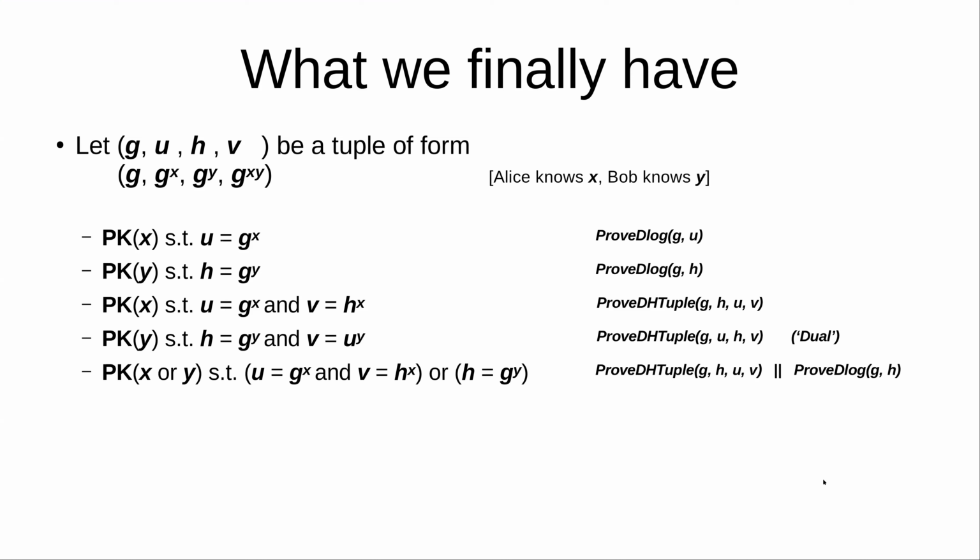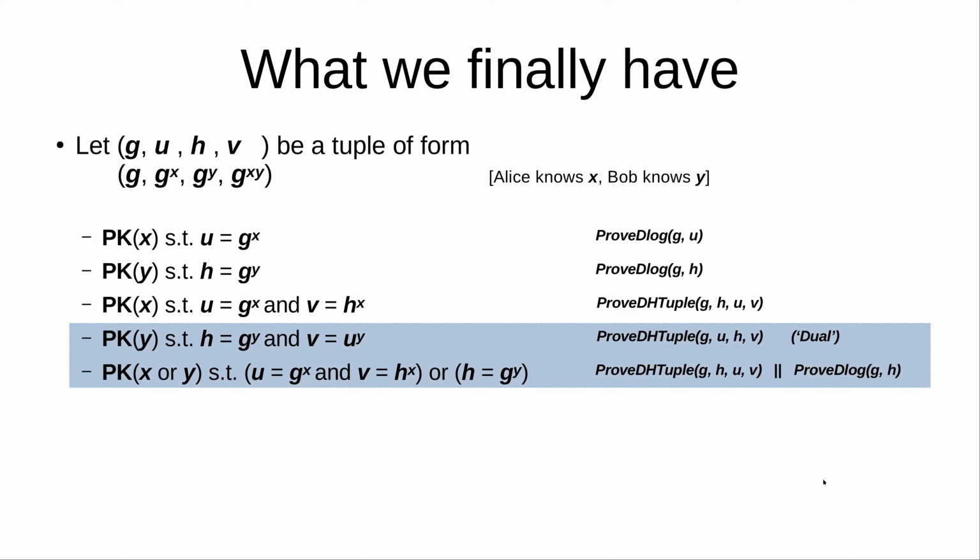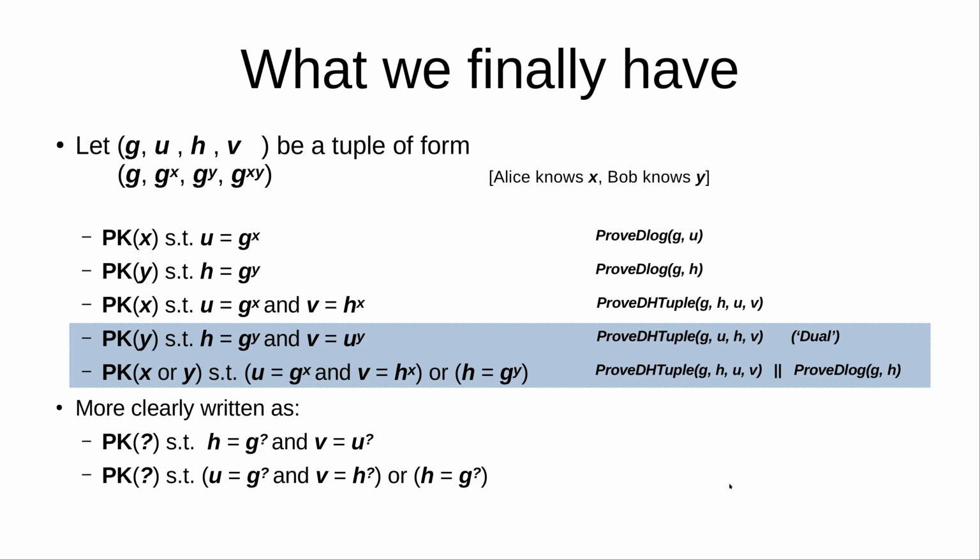And we actually need only these two. The rest are just given as examples. We only need these two in our ZeroJoin construction. So the idea is that I'll first remove this. X or Y seems ugly, so I'll just substitute it with a question mark. So we can just say proof of knowledge of something such that either this is true, this is one proof, and similarly proof of knowledge of something such that this is true.